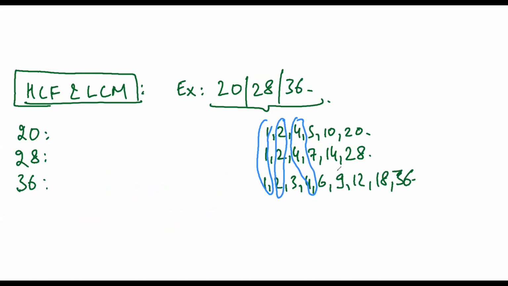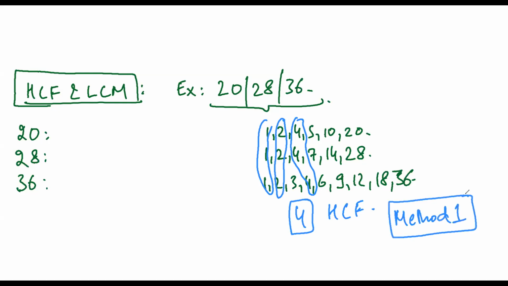So no other. And what is the highest common factor that you see? So 4. So 4 is the HCF. Is it okay? Yes, sir. This is method 1. This is a long method.